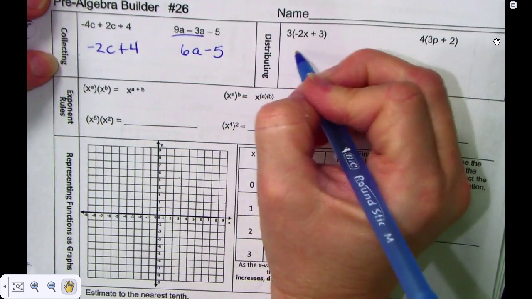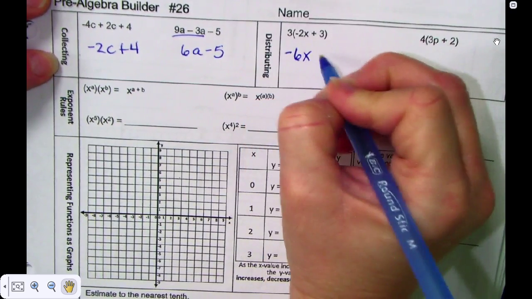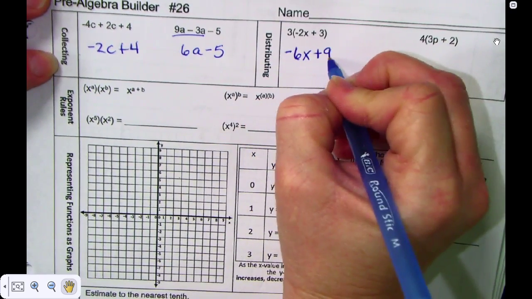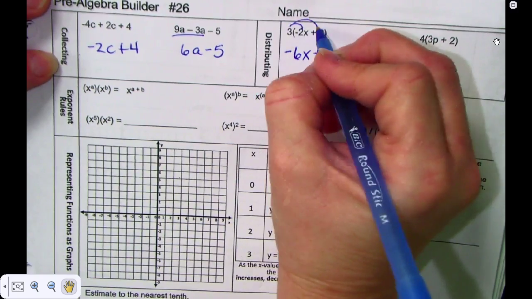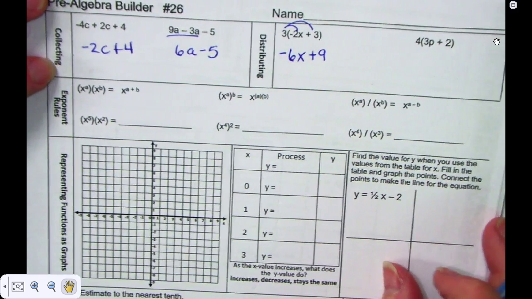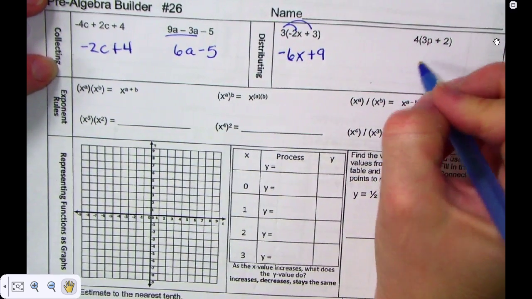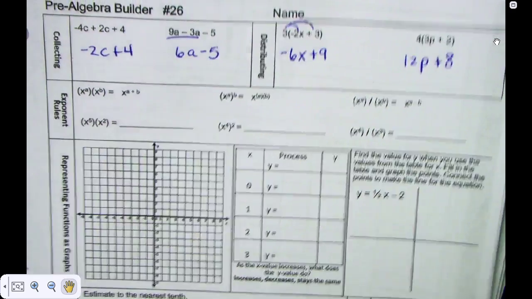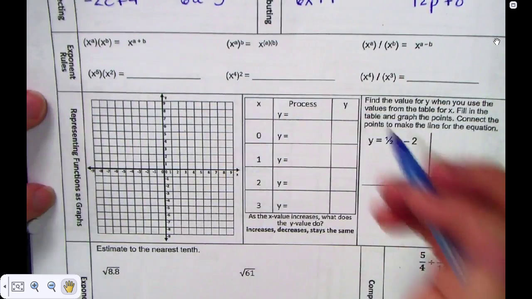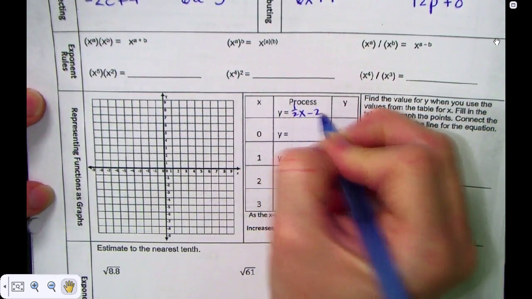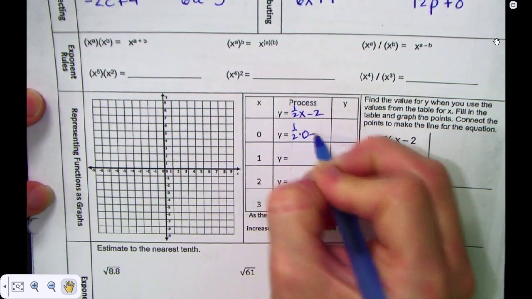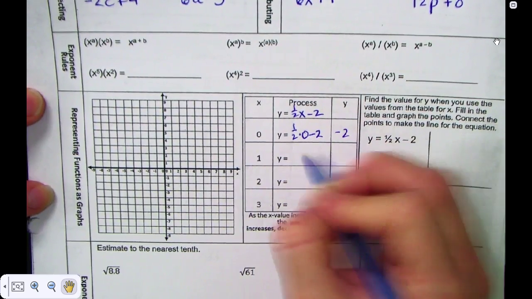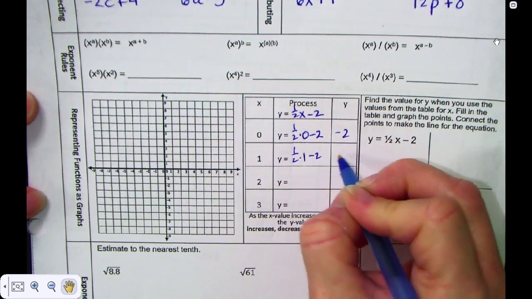Good. Now distributive. You got to multiply both of those. That's the biggest problem. And then this would be what? 12b plus 8. Good job. Okay, the third row, we've got 1/2 x minus 2. So 1/2 times 0 minus 2 is? 2. 1/2 times 1 minus 2?